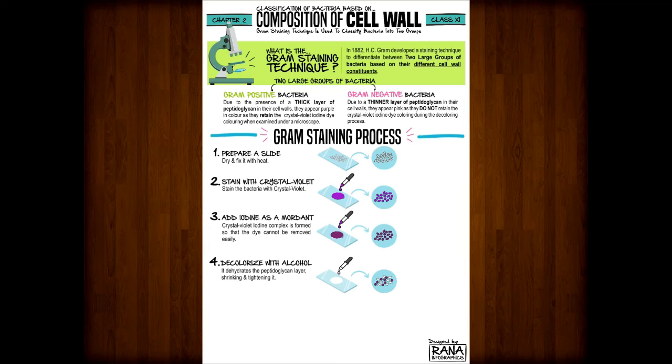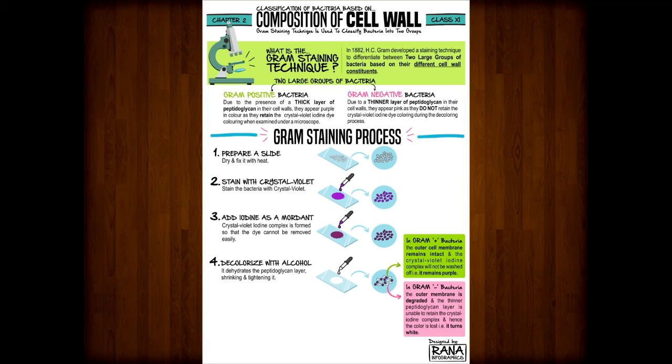As a result, it dehydrates the peptidoglycan layer, shrinking and tightening it. In this step, we notice that the gram-positive bacteria remain purple since the outer cell membrane remains intact and the crystal violet iodine complex does not get washed off, while the gram-negative bacteria turn white since the outer membrane is degraded and the thinner peptidoglycan layer is unable to retain the crystal violet iodine complex.